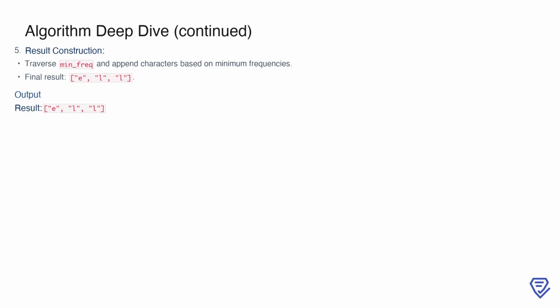This output accurately represents the characters that are common to all strings and respects their minimum frequencies. The algorithm efficiently handles the input and produces the correct result by leveraging fixed-size arrays for frequency tracking and focusing on minimum values to ensure correctness.